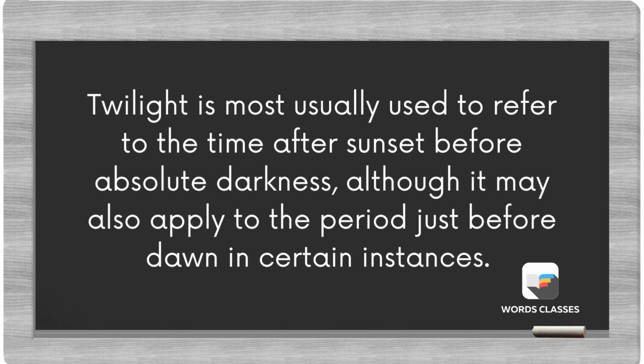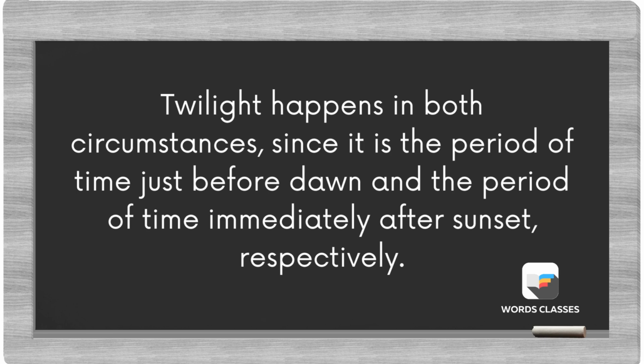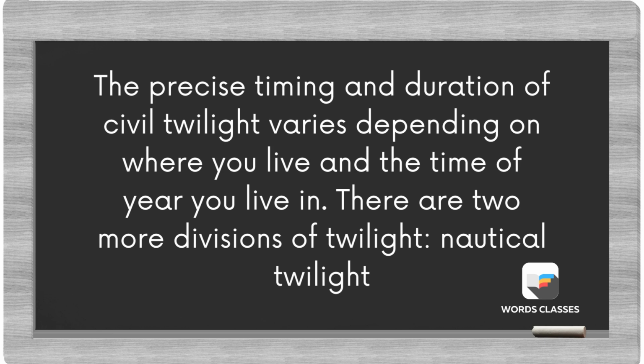Twilight is most usually used to refer to the time after sunset before absolute darkness, although it may also apply to the period just before dawn in certain instances. Twilight happens in both circumstances, since it is the period of time just before dawn and the period of time immediately after sunset, respectively. The precise timing and duration of civil twilight varies depending on where you live and the time of year.